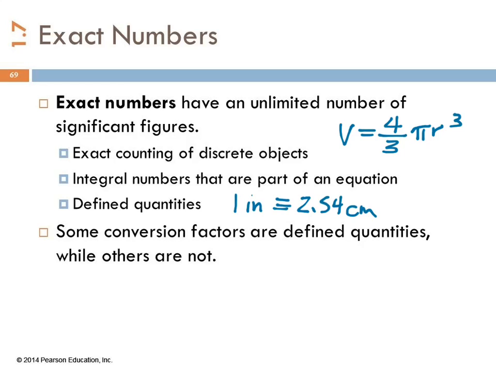If you're going between systems, and this is between the English system of inches and the metric system of centimeters, usually those are not exact. But a foot and 12 inches, 1 foot is exactly 12 inches by definition. If you're within one system or within the other system, usually those are exact.